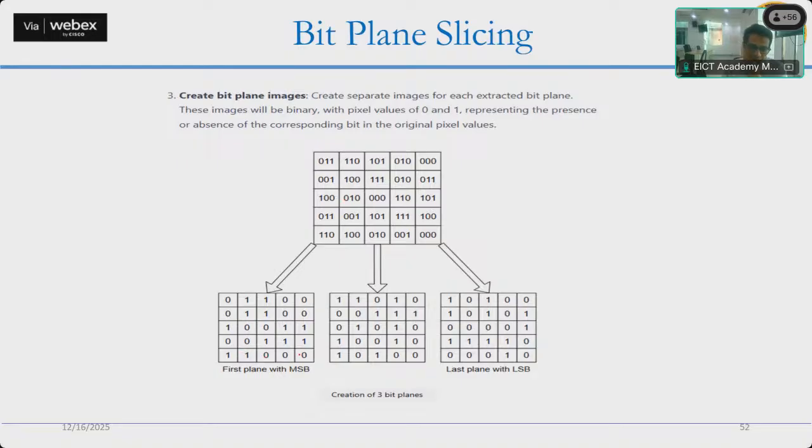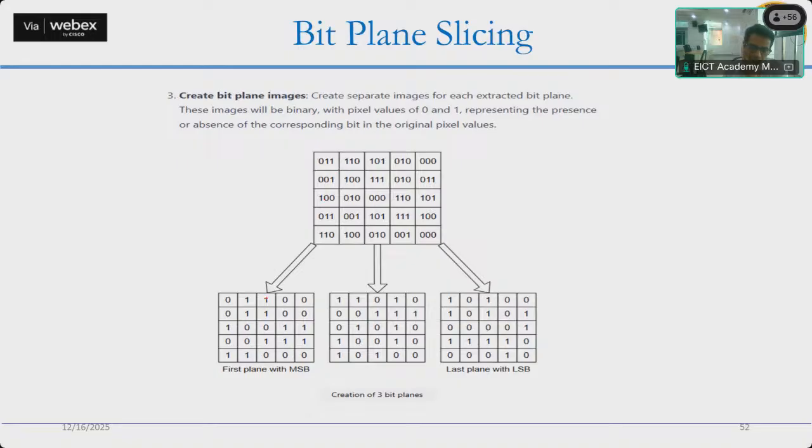First plane with MSB. Then you are taking the last plane with LSB. This is 1 here, this is 1 here, this is 1 here, this is 0 here, and here again it is 1, and here again it is 1. So what we are doing basically, it is 5 by 5.